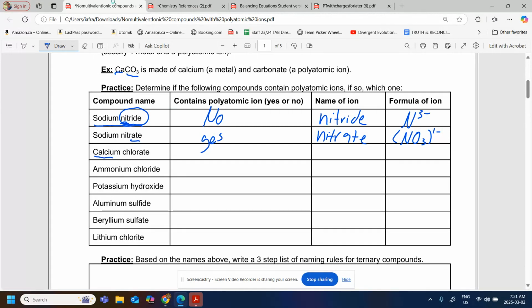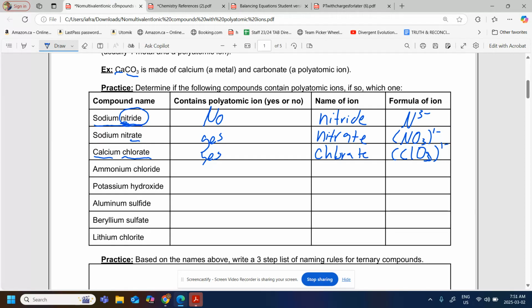We have calcium, it's just a metal. Chlorate ends in ate, so yes. The polyatomic ion is chlorate. And we can see it's ClO3, 1-. That's from the reference table.